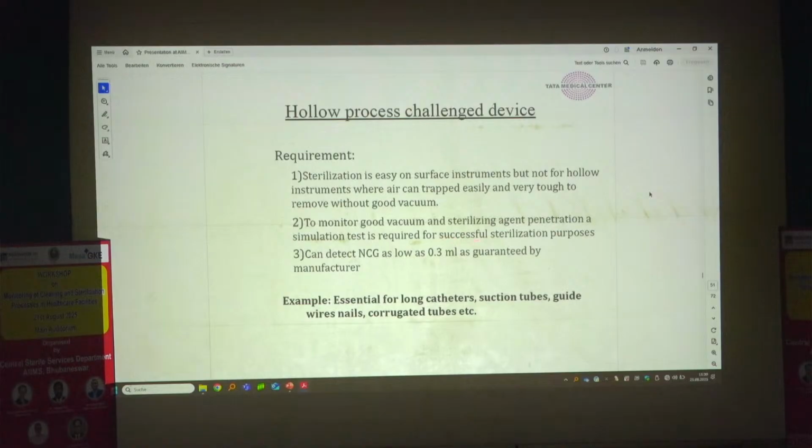Simulation test is required for successful sterilization and can detect 0.3 ml as guaranteed by the manufacturer. Examples essential for long catheters, suction tubes, guide wires, nails like this, corrugated tubes like that.